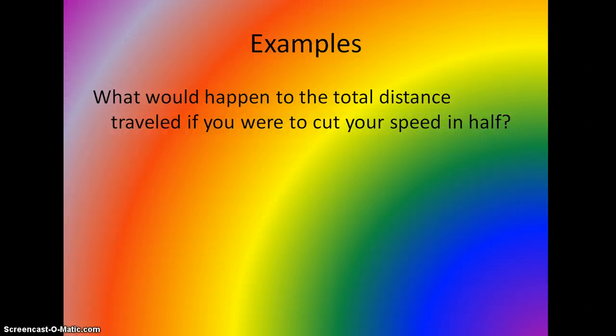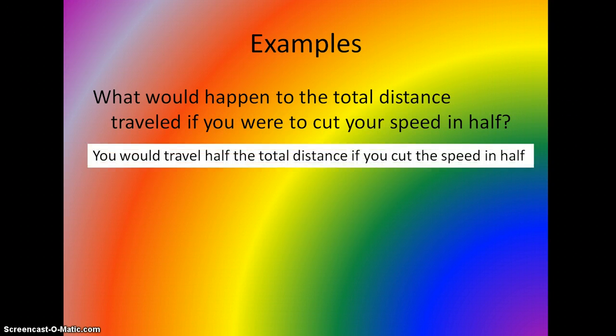However, what would happen to the total distance traveled if you were to cut your speed in half? Half of 70 would be 35, so I'd be going 35 miles per hour. That means in 1 hour I would only travel 35 miles, which is exactly half of what we had before. So if you cut your speed in half, you cut your distance in half. That makes sense if we're in a proportional relationship.